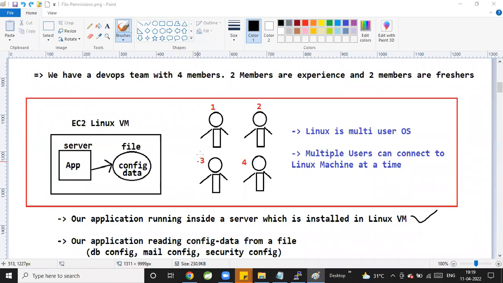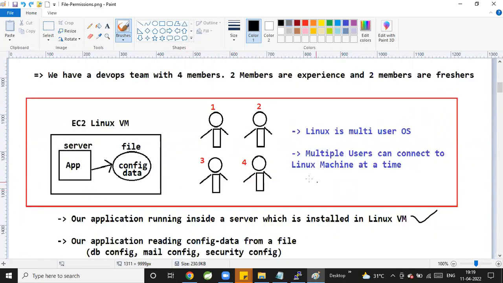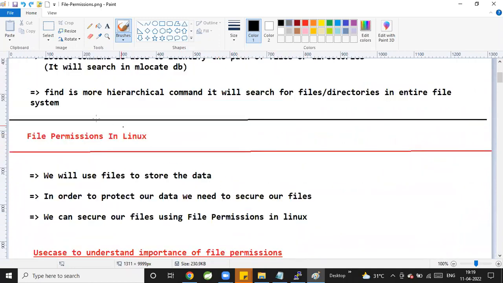So what is my requirement? Among these 4 people, 2 people are experienced and 2 people are freshers. Experienced people should be able to modify the file. Freshers should only read the file data. How can we control this? Freshers can read the data, experienced people can read and write the data. That's where file permissions come into the picture.